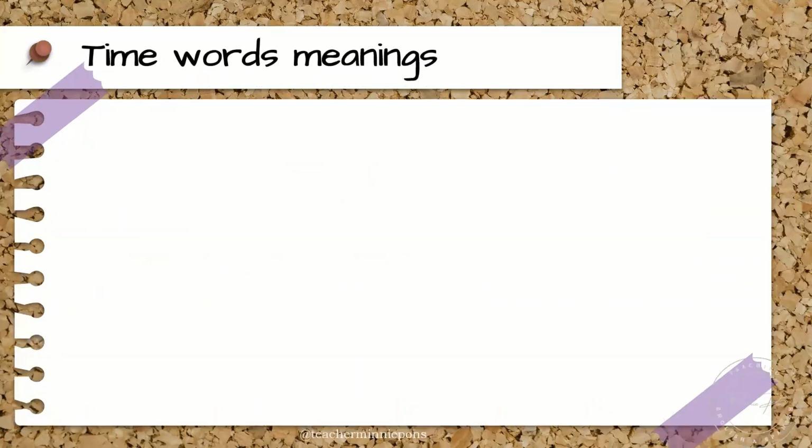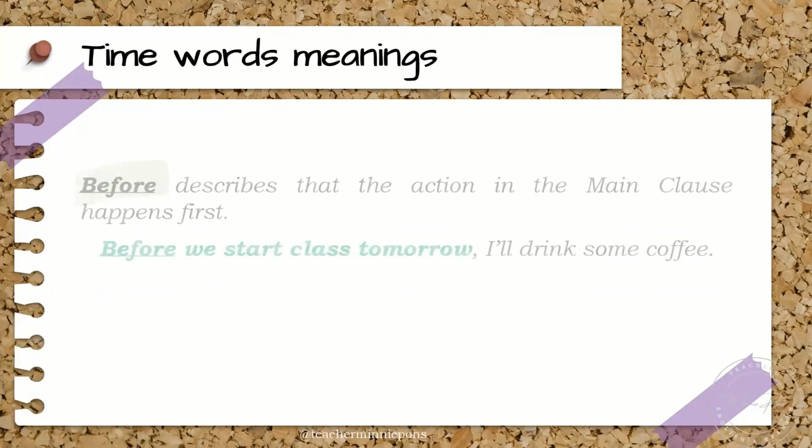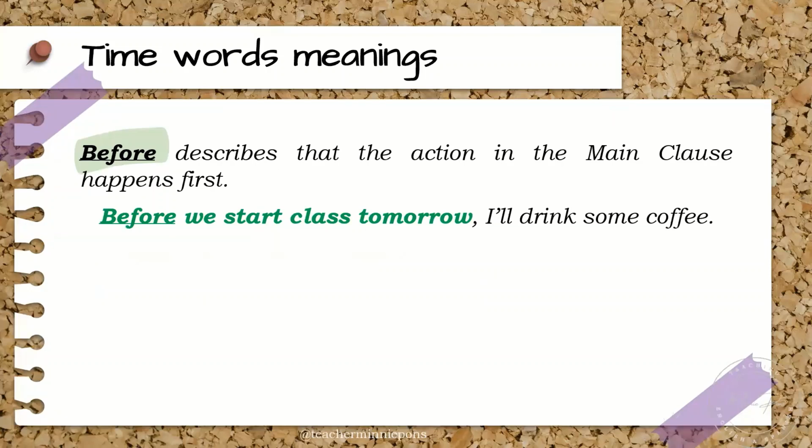Now we are going to see the meaning of when, after, before, as soon as, and once. Before. Before describes that the action in the main clause happens first. For example, before we start class tomorrow, I'll drink some coffee. What is the first action? That I will drink some coffee, and after that, we start classes.